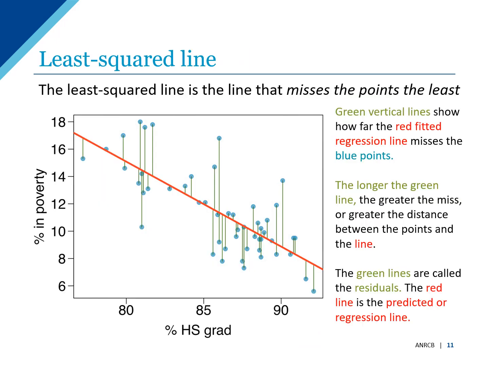We choose as the best line the line that misses the points the least overall. The green vertical lines between the points and the red line represent how much the fitted or regression red line misses the blue points. The longer the green line, the more the miss, or the greater the distance between the point and the red line. Each dot represents data for a state in the US. We call the red line the regression line or the predicted line. The green line for each data point is called the residual.